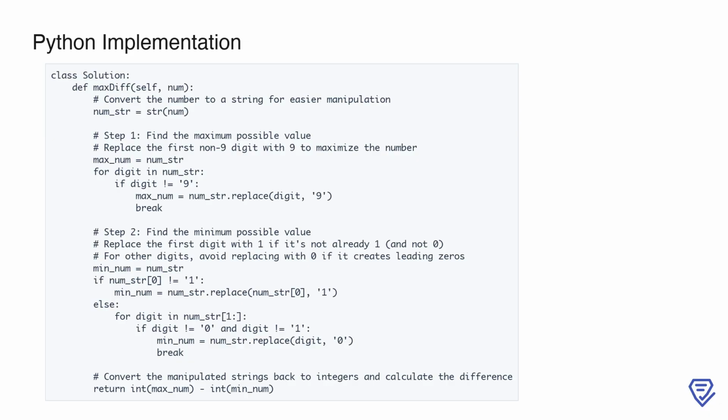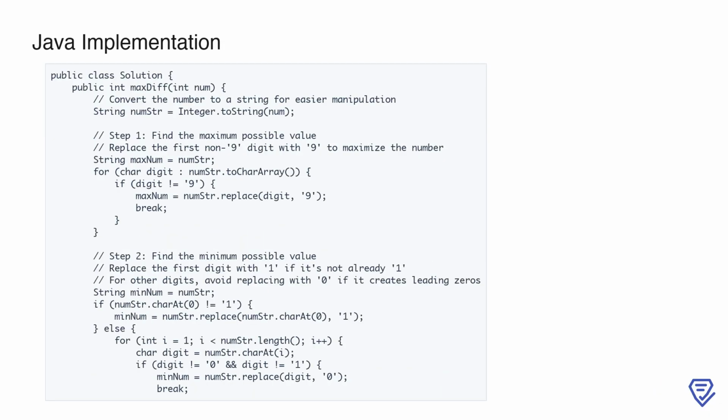For the minimum possible value, the function handles the first digit separately. If the first digit isn't 1, it is replaced with 1, as 1 is the smallest non-zero digit that avoids leading zeros. For subsequent digits, the function avoids creating leading zeros and replaces the first eligible digit with 0. Finally, the function converts the modified strings back to integers and calculates the difference between the maximum and minimum values. This approach ensures that the solution is efficient and handles edge cases, such as numbers with repeated digits or leading zeros, correctly.